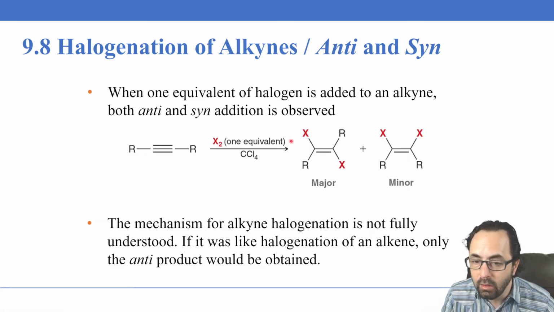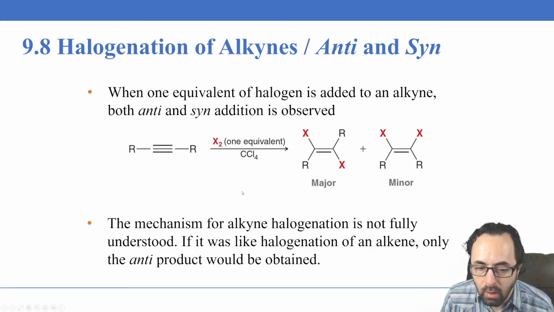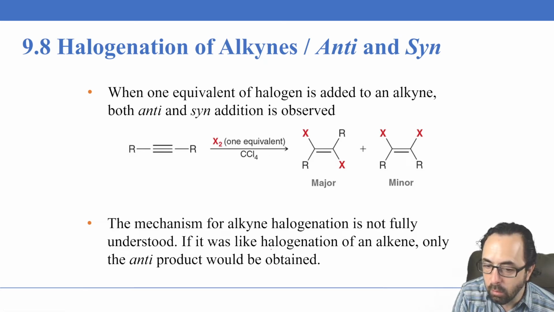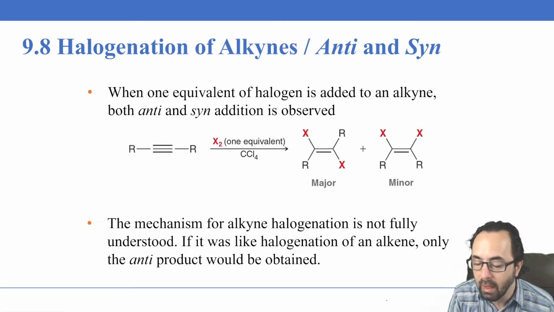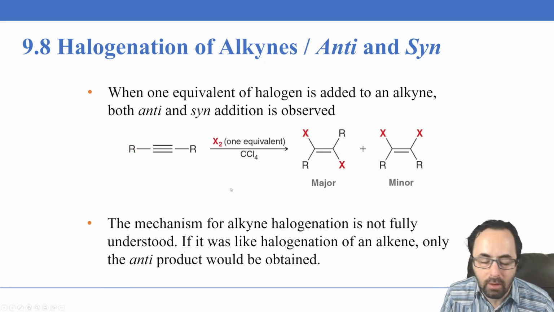here, the anti-addition will be major, but we'll also get a significant minor component of the syn addition. This mechanism is not completely understood. If it was like the halogenation of the alkene, as I mentioned, it would go through the bromonium intermediate and we'd only get the anti-product. But because the alkyne mechanism is different, even though we don't completely understand it, we get a significant amount of both products here.